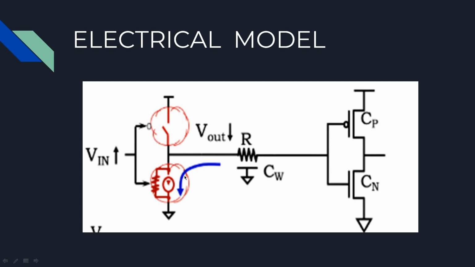Now the voltage on the wire will reach the ground connection, which is 0 volts. The process is much the same for falling transitions on Vin, which causes the output node to charge up to VDD.